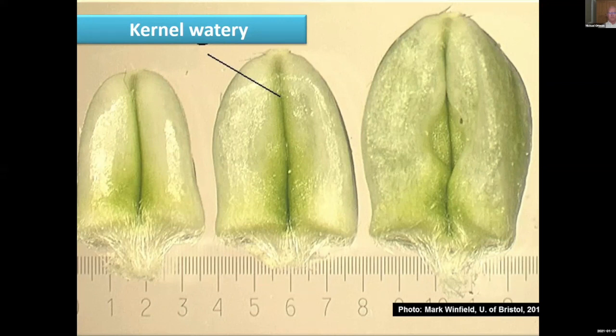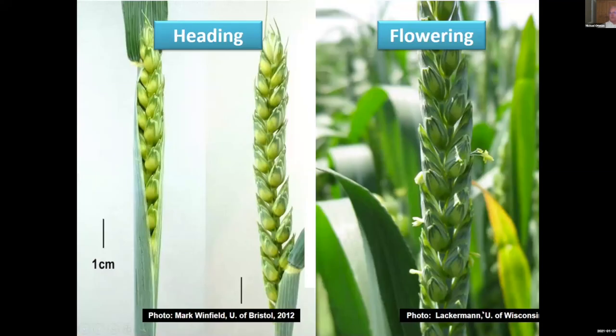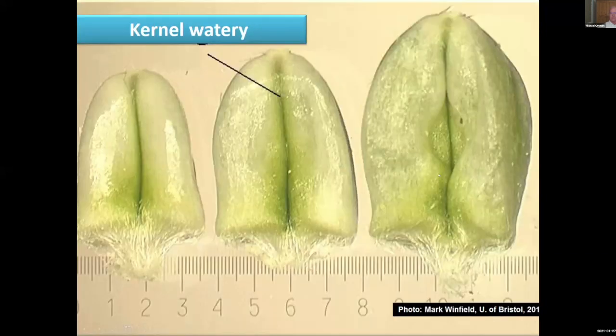If you were to pull apart these structures right here, this is actually called the lemma and palea. If you were to pull apart these botanical structures, you would be able to see the developing grain. And when it looks like this, it's what they call the kernel watery stage. These are very descriptive stages. It's called kernel watery because if you crush these kernels between your thumb and forefinger, a watery liquid comes out.